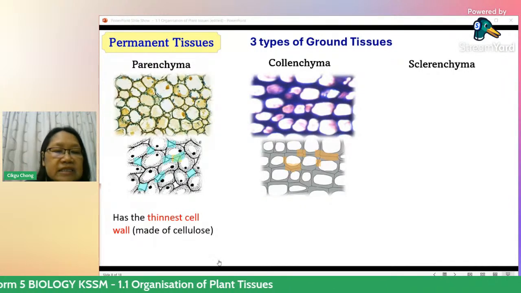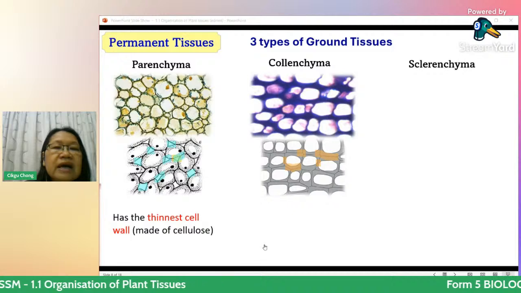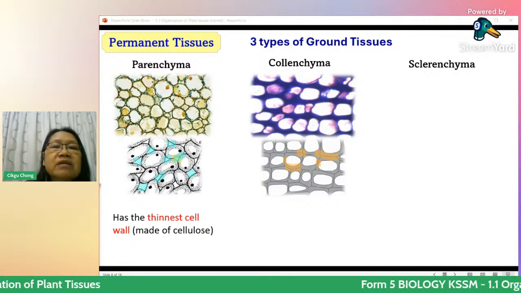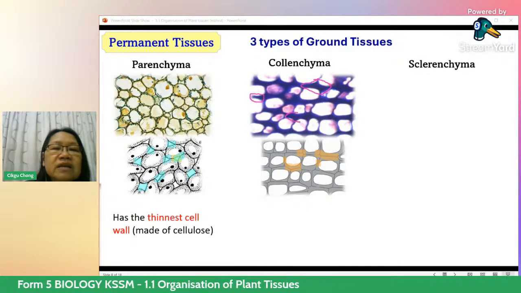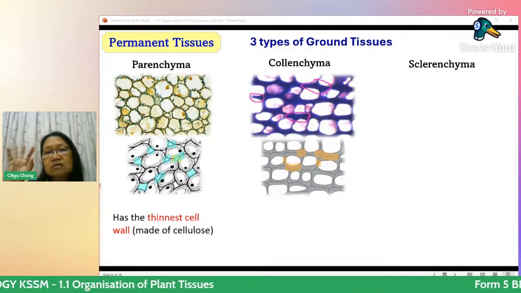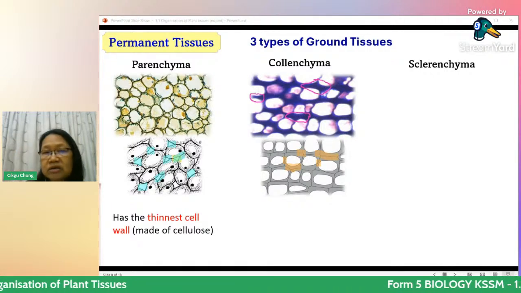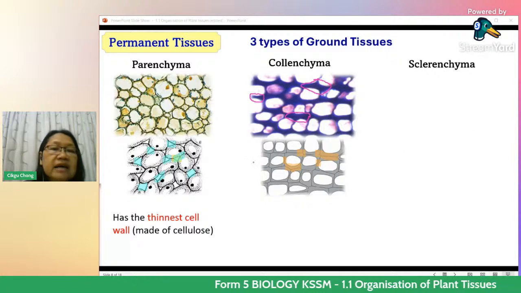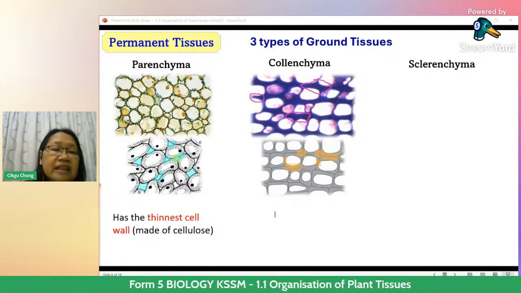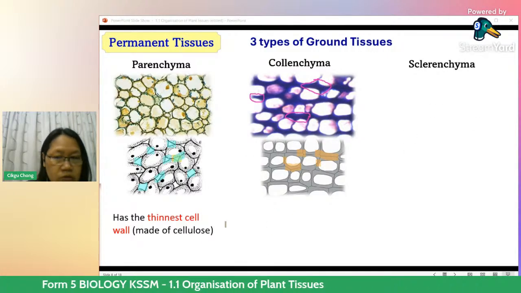So that you can see here. Okay, you see this part here? This part is very thick, right? The cell wall. And then another part here, you see the cell wall is thin. So the dark color here is actually referring to the cell wall. You can see that they are unevenly thickened. That is your clue.